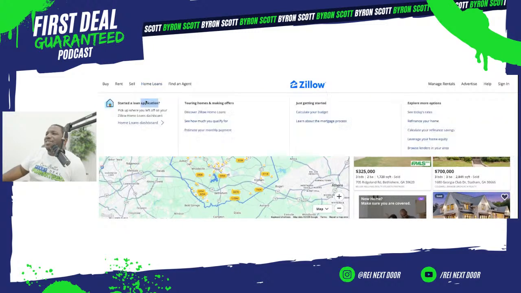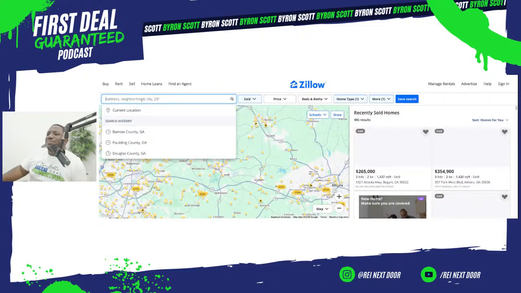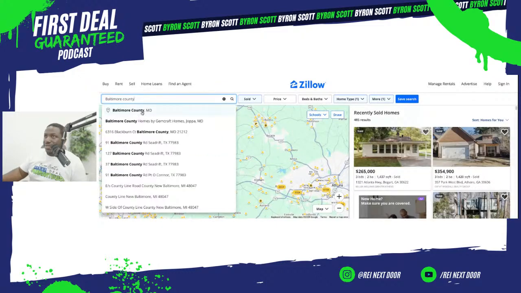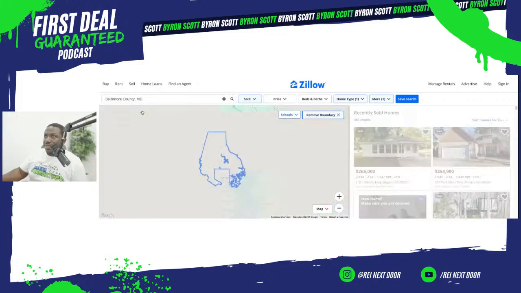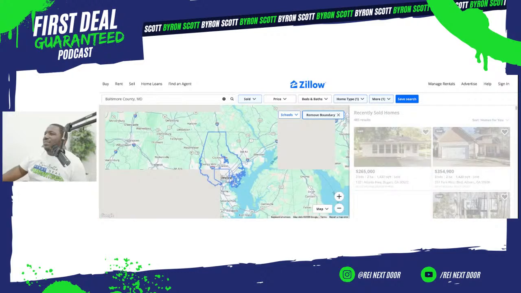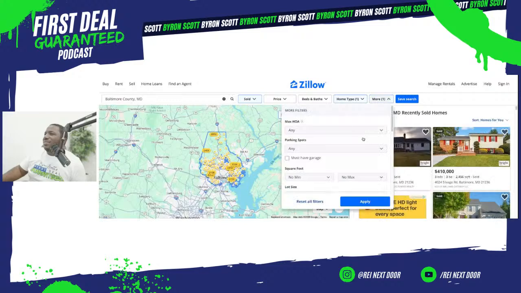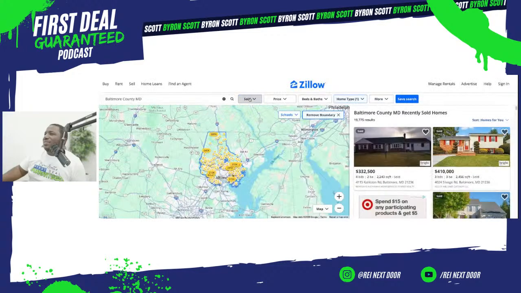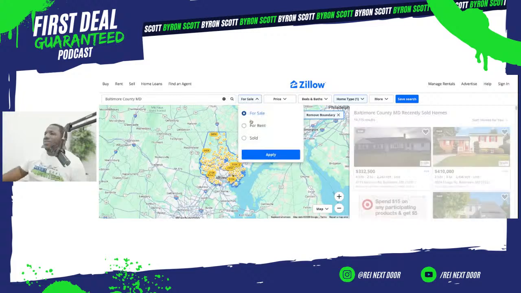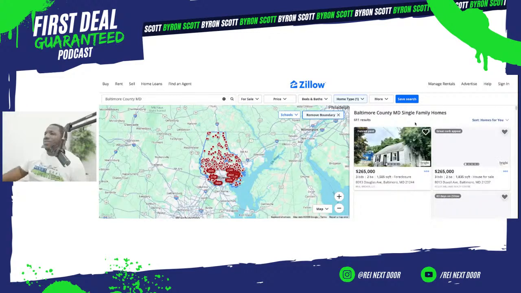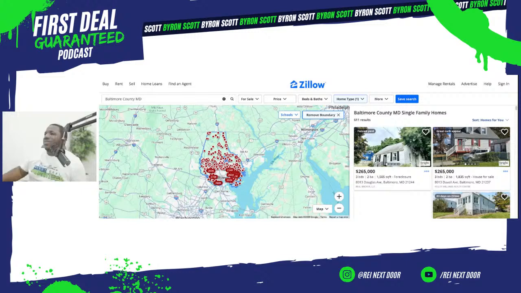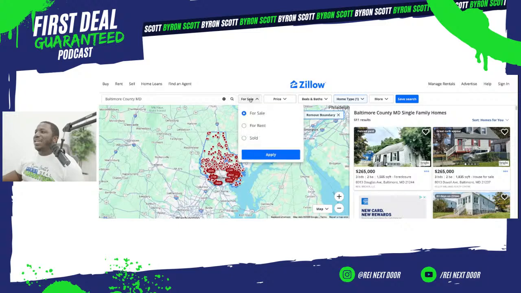Let's go to Baltimore County. Let's see, Baltimore County, Maryland. Let's see what is for sale. How many properties? 611. 611 properties in Baltimore County are for sale. Let's see what sold. We're going to just say 600.